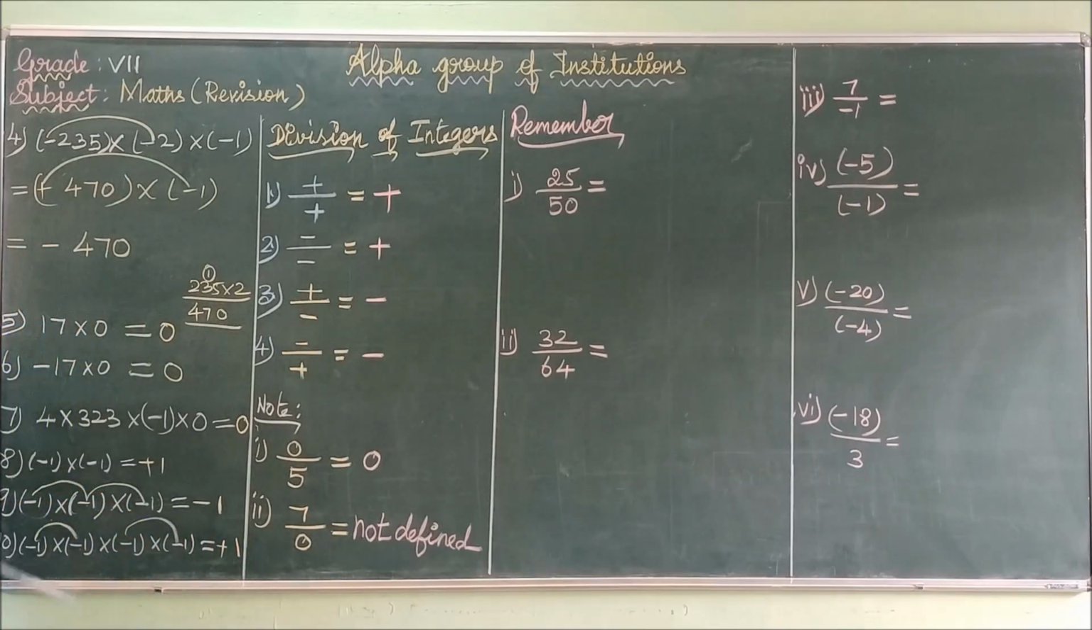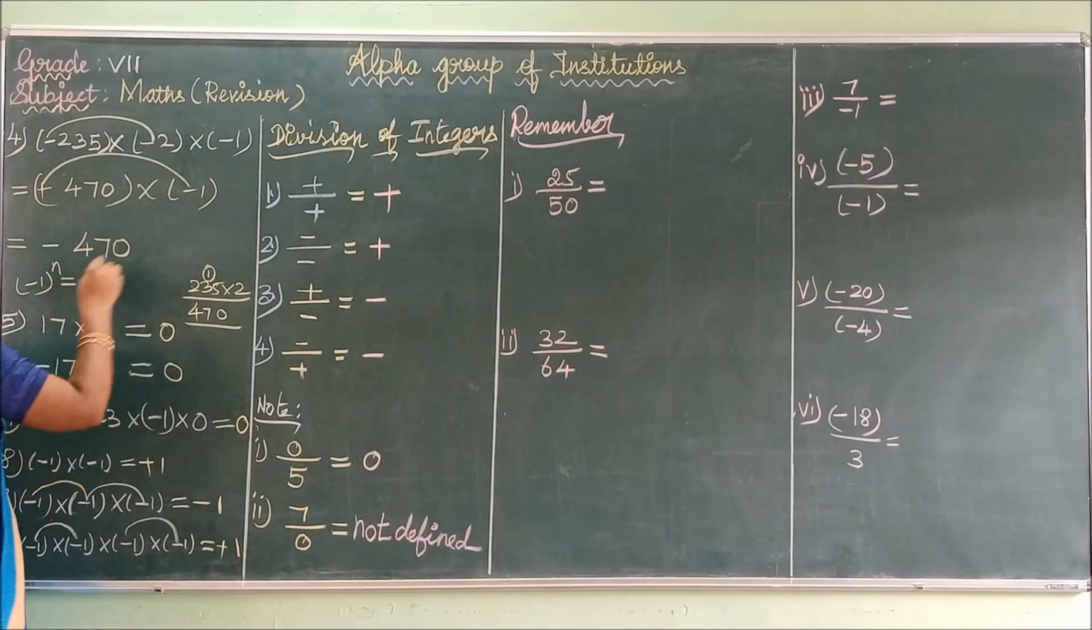Okay. So what we observe from this example is, if you are multiplying an odd number of minus 1s, you get the answer as negative. See here, minus 1 into minus 1. So here n is even.